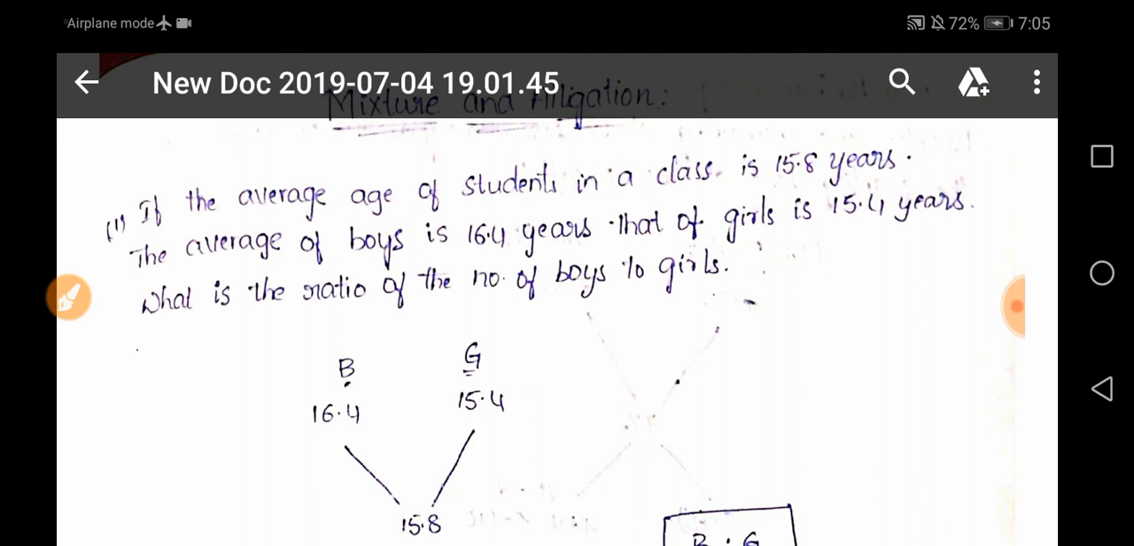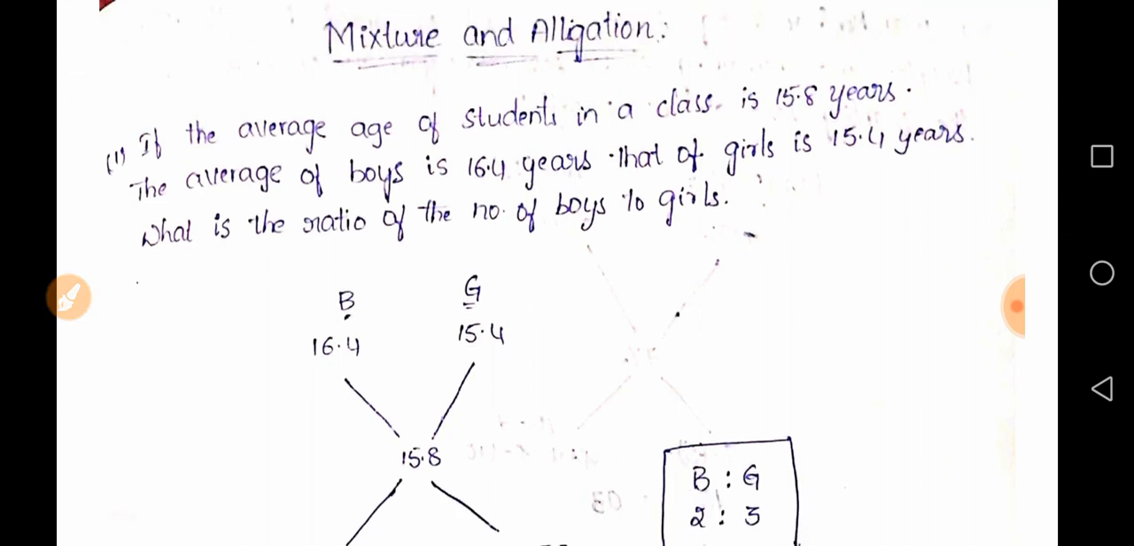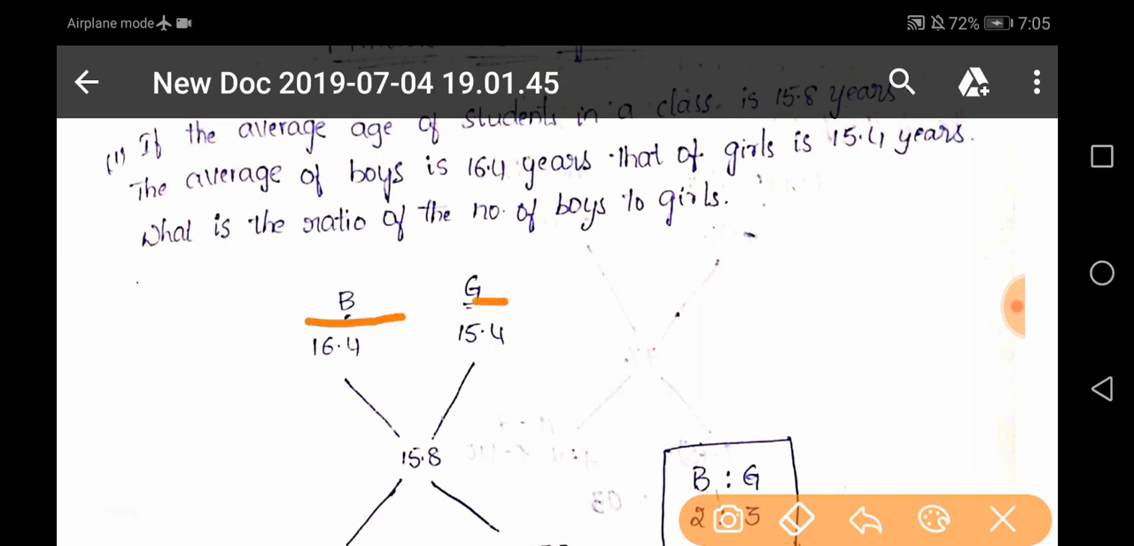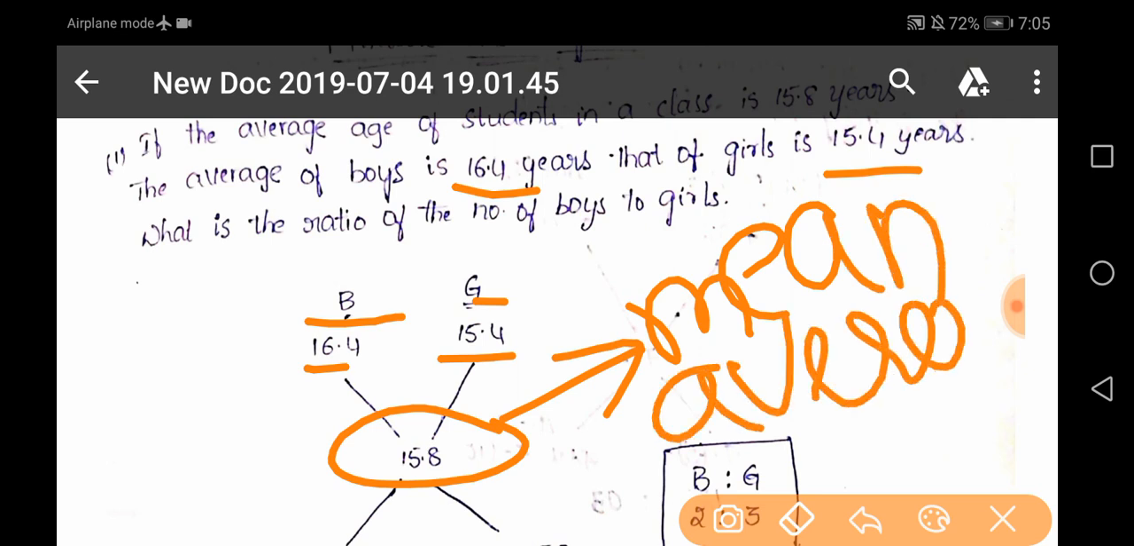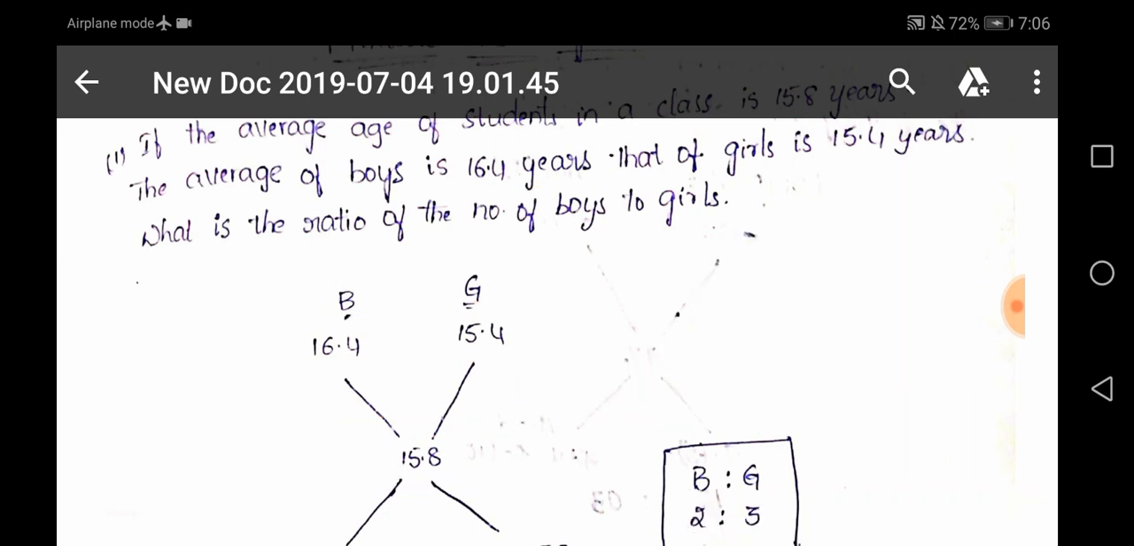So coming to this, see what they have actually given. From the data itself we will be doing it. Here we don't have any formulas for mixture and allegations, you just have to analyze the situation or the data they have given. So here, boys to girls, right? The average of boys they have given is 16.4 and girls 15.4. We just note it down as boys and girls, 16.4 and 15.4, and the whole average they have given is 15.8. We call this the mean average value. It doesn't come under averages, it comes under mixture and allegations, but this one we call the mean average. So 15.8, right? Just do it in a cross-section way.